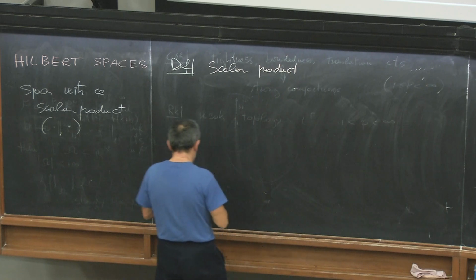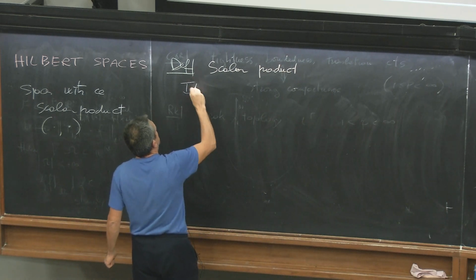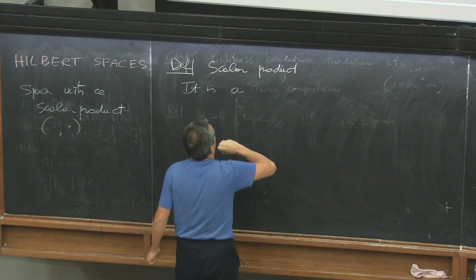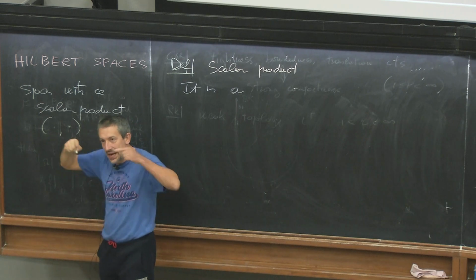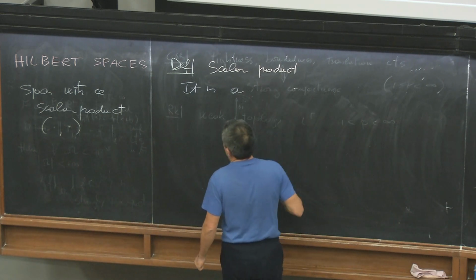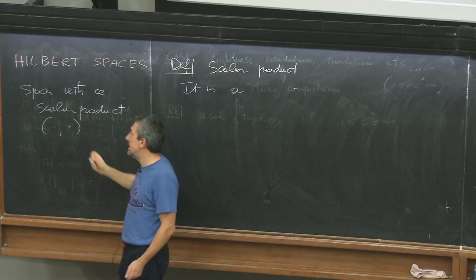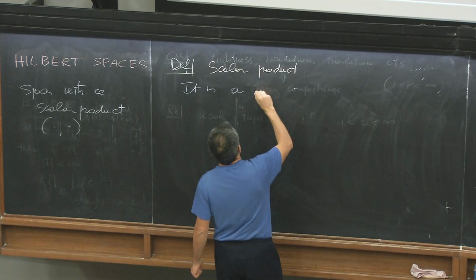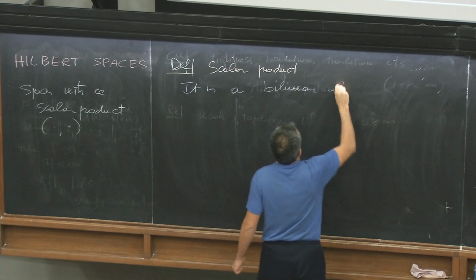Okay, so let's see. What is a scalar product? For the scalar product, the entries are two vectors. And the scalar product in R is linear in each one of the entries. So it is a bilinear form.